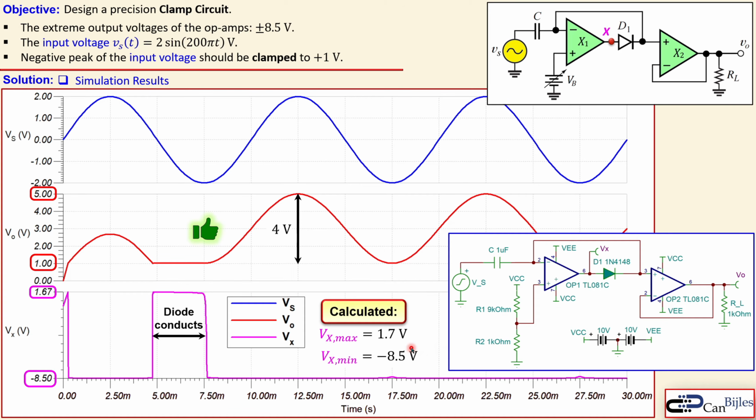Alright, for our example, considering the precision clamp circuit, we have discussed first the passive clamp circuits, two variations, negative and positive clampers. We have discussed what the problems are in these passive configurations, discussed the variations in the precision clamp circuit, discussed a design problem, and verified these in SPICE simulations.